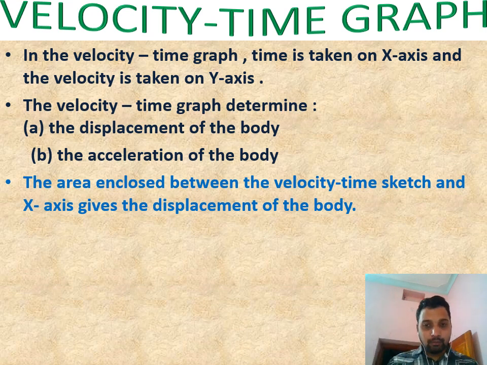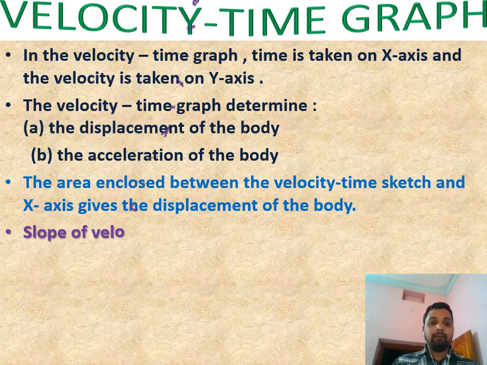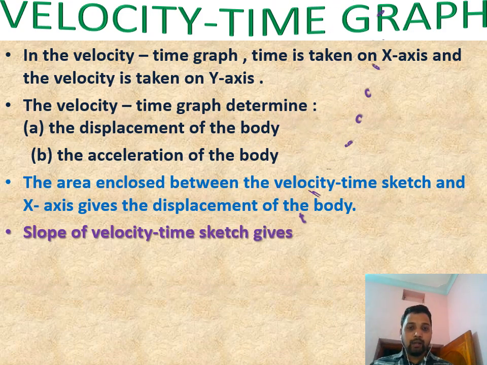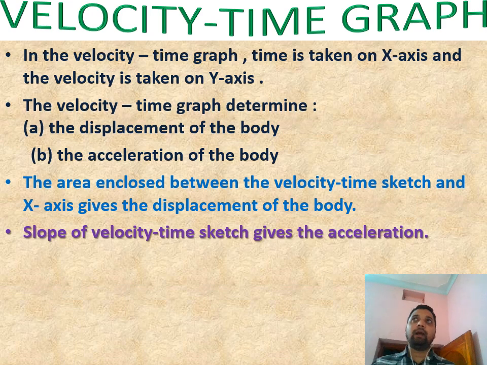That can be a shape of triangle, rectangle, square, or any other closed figure. You have to take the formula to find the area. And second, to find the acceleration, we have to take the slope of that graph. Slope, which is the change in y-axis to the change in x-axis, or y2 minus y1 by x2 minus x1. So to find the acceleration, we have to take the help of the slope of this graph.